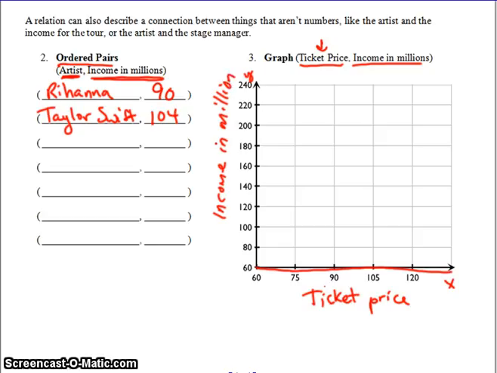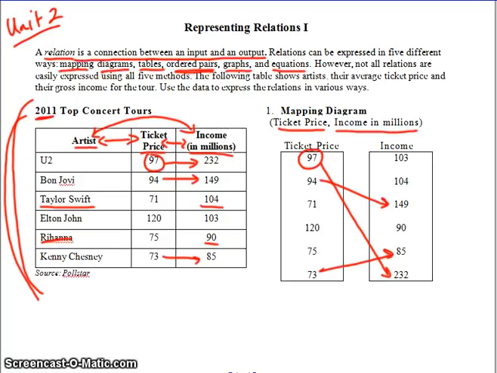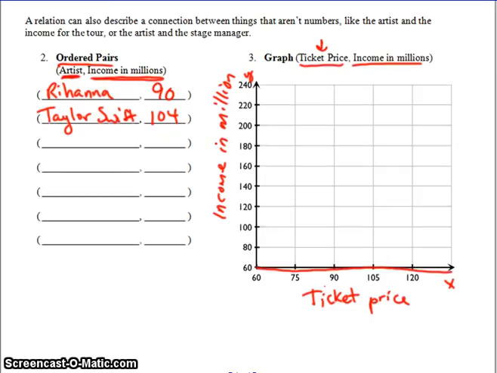Okay, so let's look back at our chart. We're going to relate the ticket price to the income in millions, similar to how we did the mapping diagram. In the mapping diagram, our ticket price, 97, related to 232. So what we're going to do is graph that. 97 to 232.